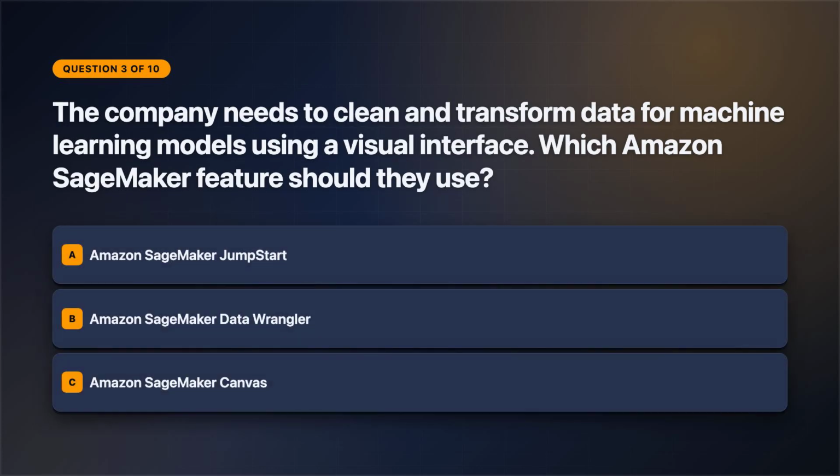Okay, let's handle question 3. The company needs to clean and transform data for machine learning models using a visual interface. Which Amazon SageMaker feature should they use? Select one answer. Review the answer choices on screen.